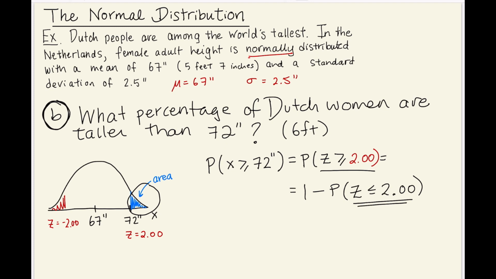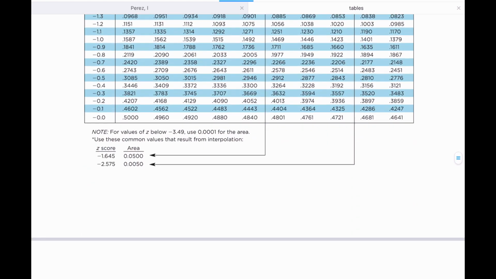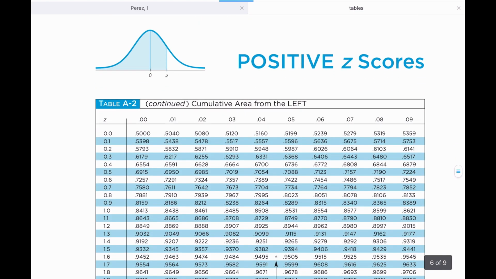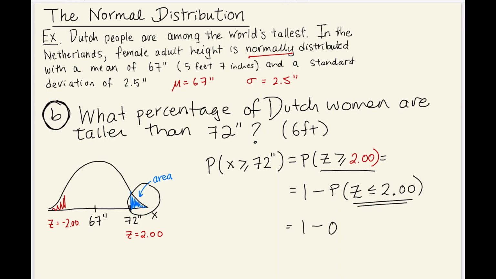So if I go back to the normal table, so I'm going to go to the positive half of the normal table, and you'll see that 2.0 corresponds to 0.9772. That's the area. And this also gives me 0.0228. So I get the same final answer.